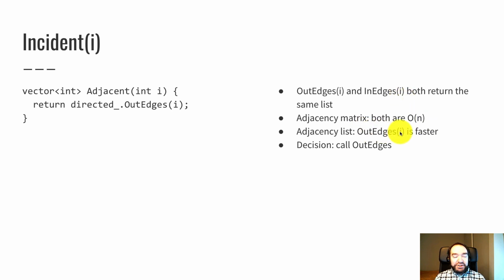Remember, out edges in the adjacency list just makes a copy of one of those adjacency lists. It takes big O of degree of i time. But in edges was big O of n plus m, and had to do the brute force thing of checking every single edge in the graph. So between the two, it's better to call out edges because out edges is going to be the faster operation for the adjacency list based undirected graph.